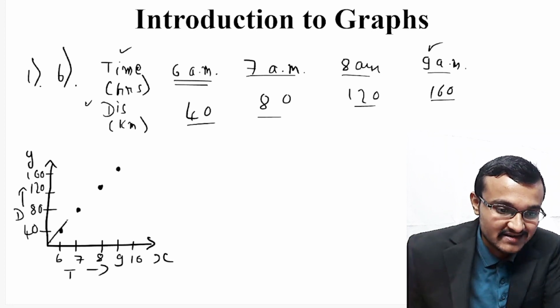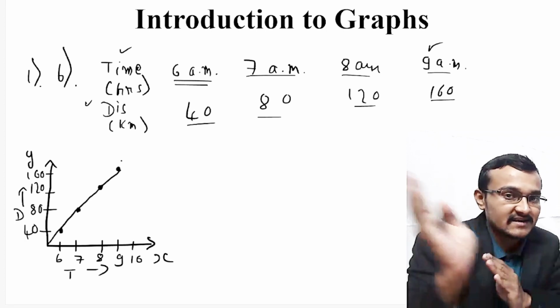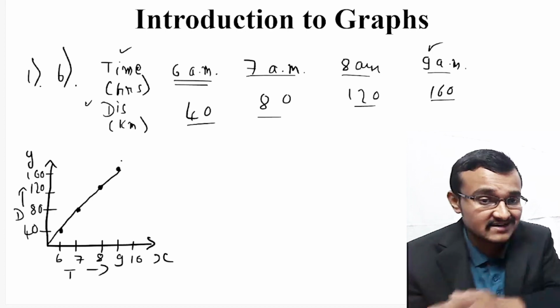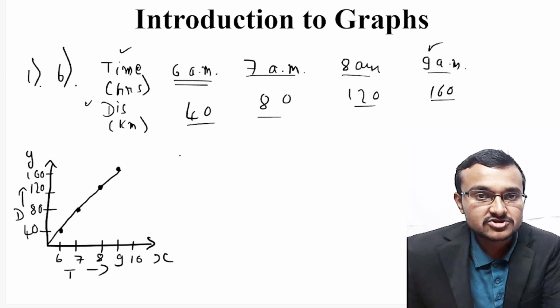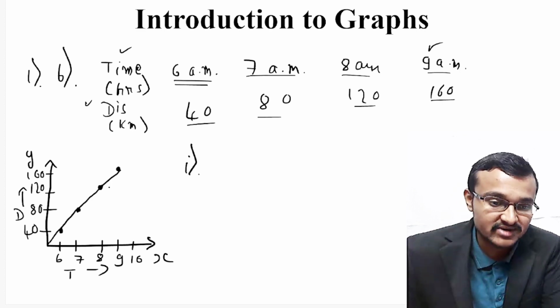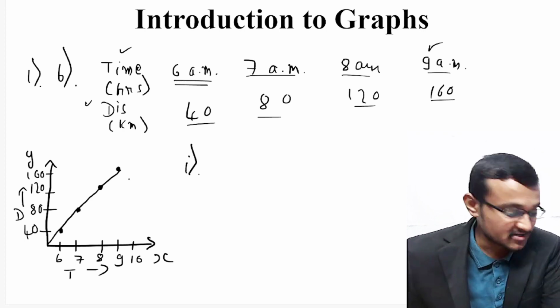Here also you can clearly see the graph is linear. That means these two variables are linearly dependent on each other, or the distance covered by that car is linearly dependent on the time from 6 a.m. till 9 a.m. So again in this B question they have given two different questions. You should actually answer based on this particular data which they have given in this particular question.